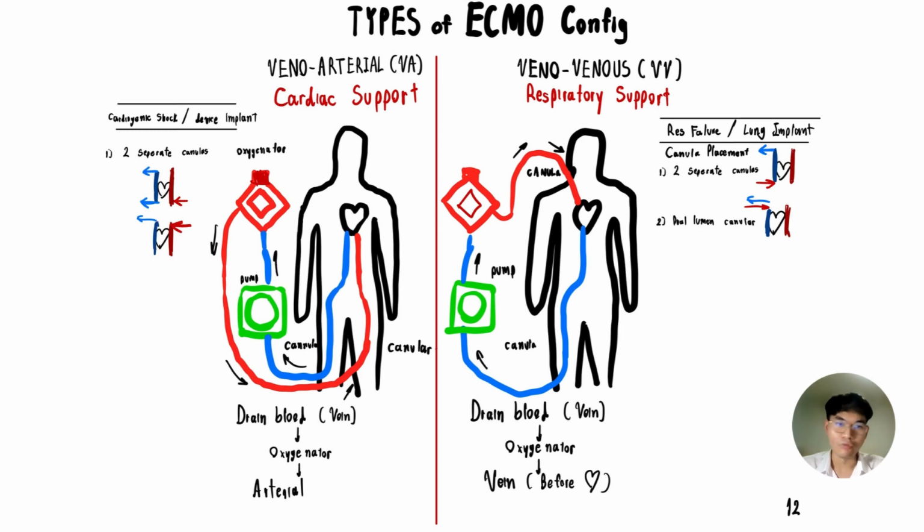Start with the veno-venous ECMO configuration, or VV ECMO. It is primarily utilized for respiratory function support where cardiac function remains intact but the pulmonary function is compromised. In this configuration, the cannula facilitates the extraction of deoxygenated blood from the venous system, which is then reoxygenated externally before being returned to the venous circulation.